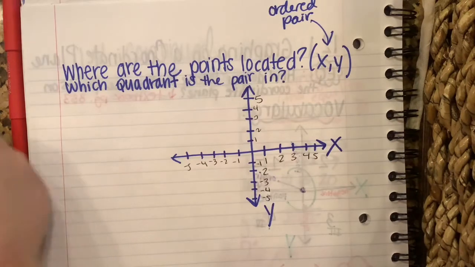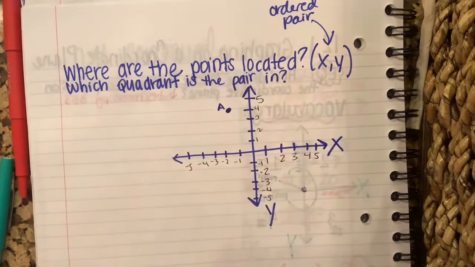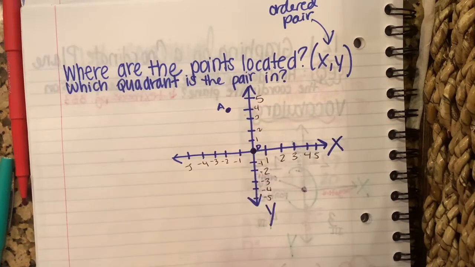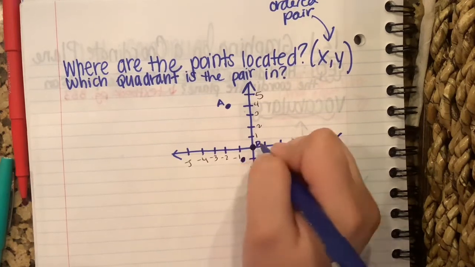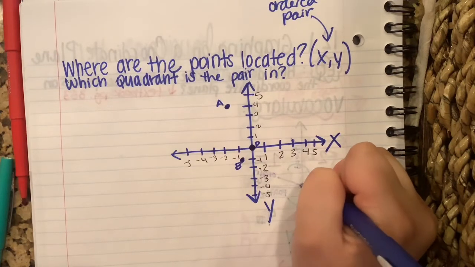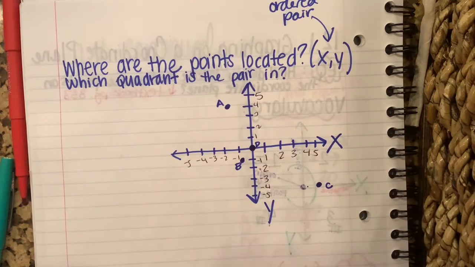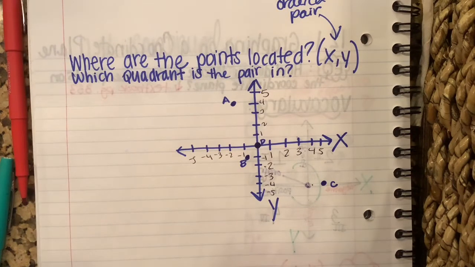Okay, and now I'm going to make some points here. And I'm going to label them with letters this time. So for example, this is point A. The next point, right here in the center, is point D. The next point is here. That's going to be point B. Out here is point C. All right, so your job is to look at these points and determine what the ordered pairs are.